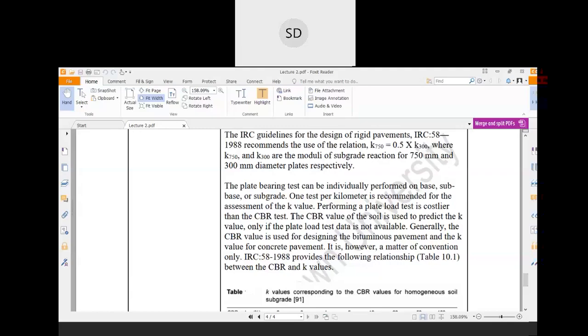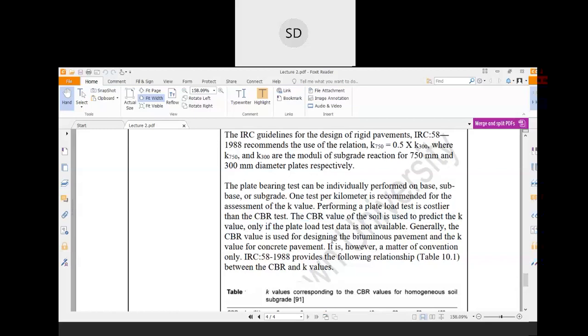The plate load test can be individually performed on base, subbase or subgrade. One test per kilometer is recommended for the assessment of the K value. Performing a plate load test is costlier than the CBR test because a huge assembly is required in situ. The CBR value of the soil is used to predict the K value only if the plate load test data is not available. If you don't have the plate load test value, you can predict it using the CBR test.